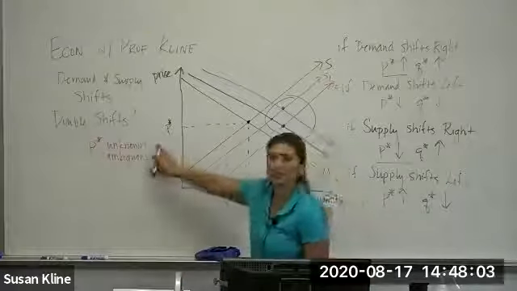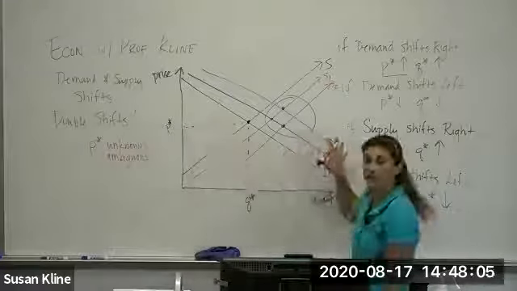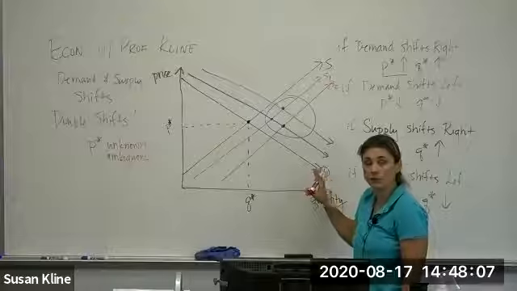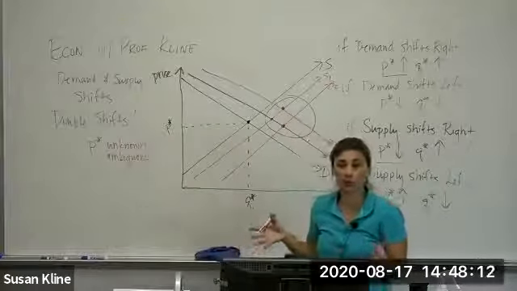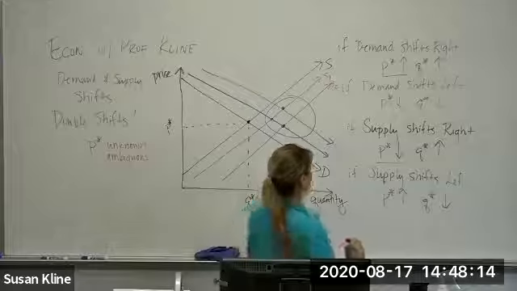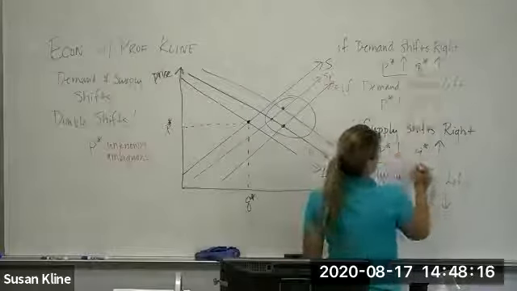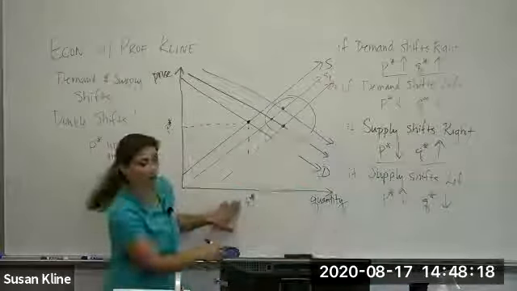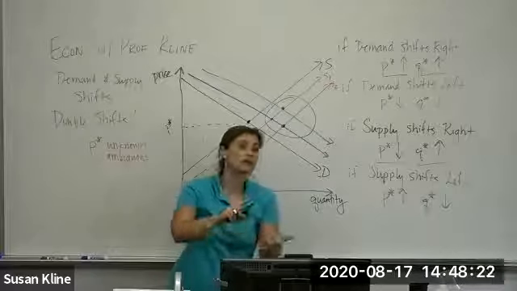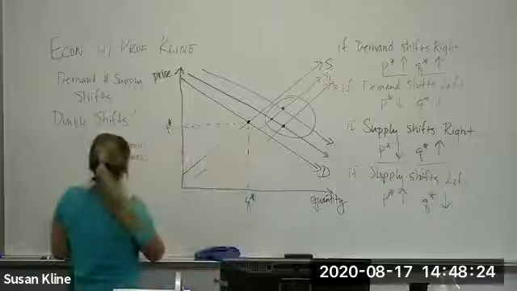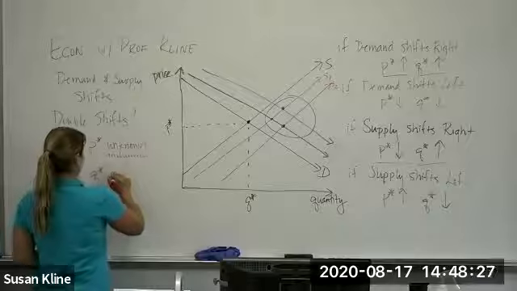So price is going to be unknown if we have both a shift to the right in supply, an increase in supply, as well as an increase in demand. We don't know what's going to happen to price. We do know, as we look at both of these options and also with the graph, that quantity is going to increase. People want more, and there are more people to supply it. Quantity is going to increase.